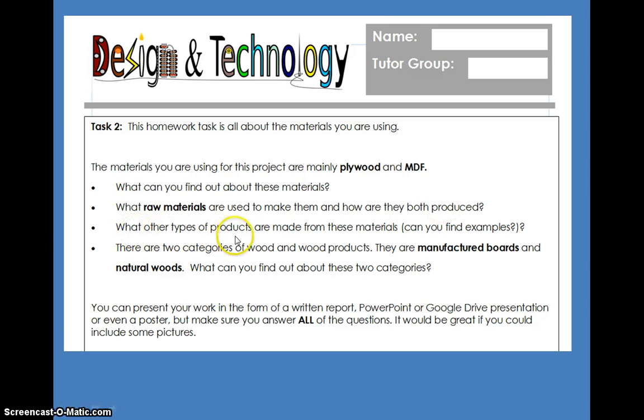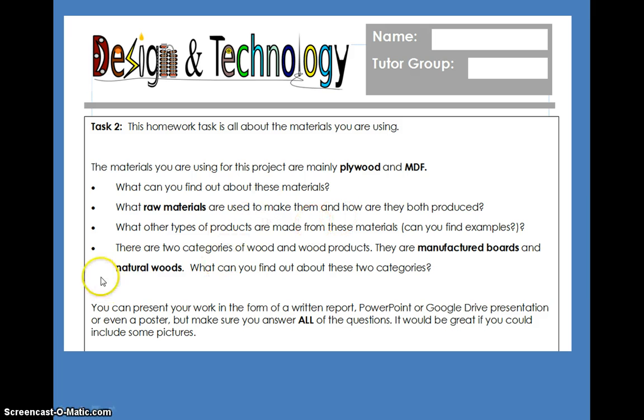Further, we'd like you to look at what other types of products are made from these materials. Have a look around your house, see if you can identify any. That'd be really good. Snap a photo on your digital camera, on your phone, put it into your presentation. You could look it up on the internet. Google Images will hopefully help you find some stuff. Just see where it takes you, see what you can find. You might be surprised what is actually made of MDF and plywood.